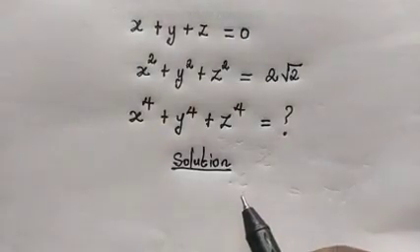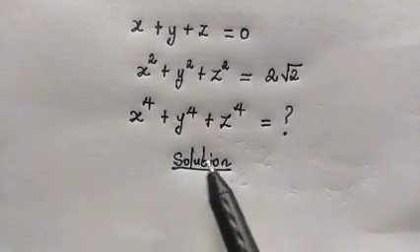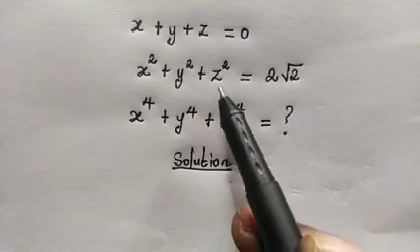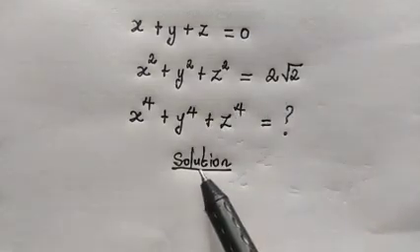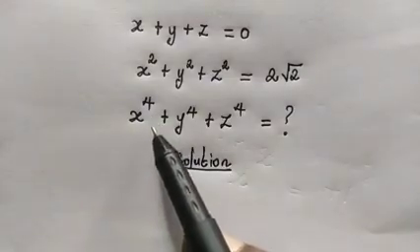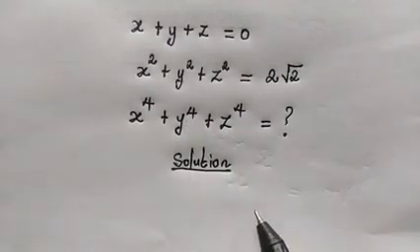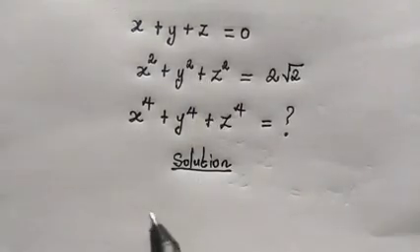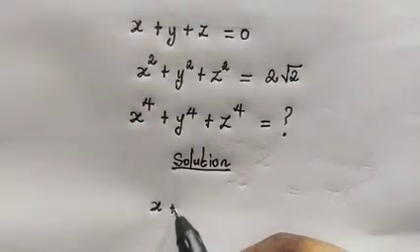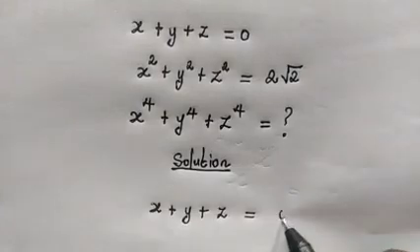Today we're given the following interesting math problem from a Harvard University test question. We're given that x plus y plus z is equal to 0, and x squared plus y squared plus z squared is equal to 2 root 2. In this video, we're going to find the value of x to the power of 4 plus y to the power of 4 plus z to the power of 4. Interesting, right? From the given equation 1, we have x plus y plus z, which is equal to 0.